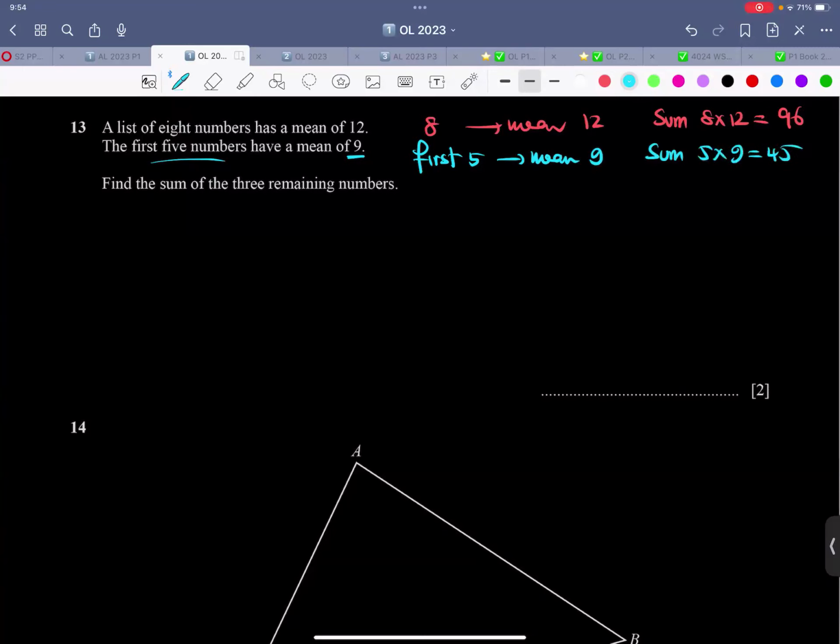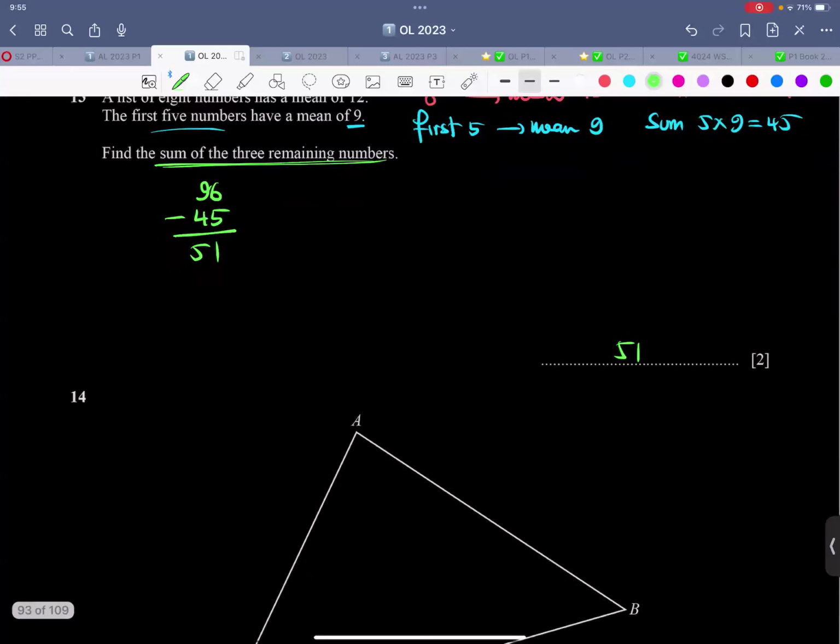So out of 8, we have the first 5. So what is left? Find the sum of the remaining 3 numbers. Very easy. That is 96 minus 45. So 45 is 90 and then 6. So 45 plus 6 is 51. So this answer is 51. That's right over here.